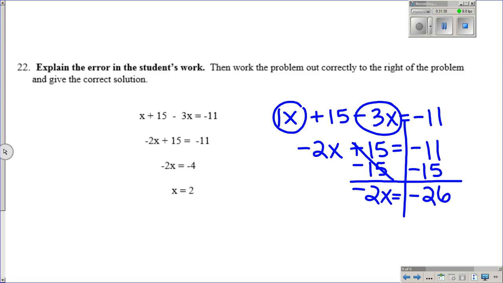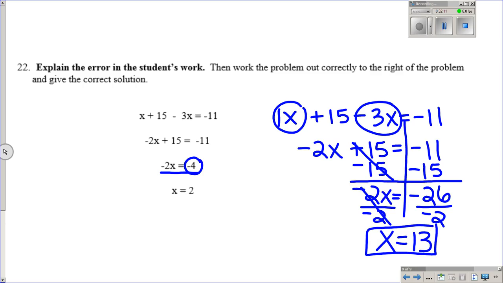And if we check our step with the student's work, you will notice that this is where the student made a mistake. So what they've done is, for some reason, when they subtracted 15, they actually found the difference between 15 and 11 to get the 4. Okay, so we're going to keep going so we can get the correct answer. We're now going to divide both sides by negative 2. And negative 26 divided by negative 2 is positive 13. So we find that x equals 13.